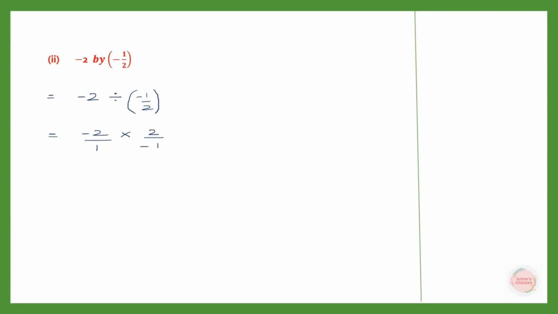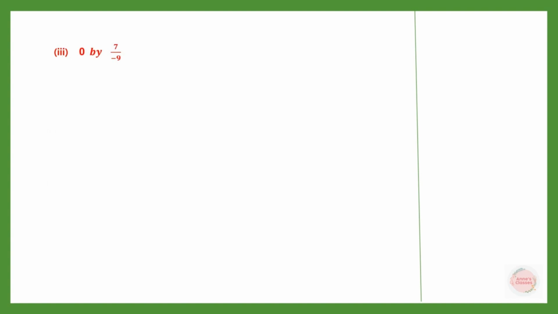Now let's cancel the minus signs. So here we have cancelled this. Now there's nothing more to cancel. We multiply the numerators and the denominators. 2 twos are 4, 1 ones are 1, 4 by 1 is equal to 4. So this is our answer.